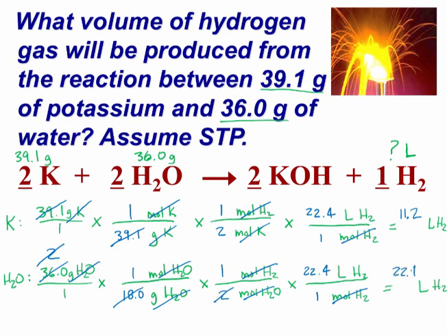And I have two answers. Which is the correct answer? The smaller answer, 11.2 liters. So the limiting reactant is potassium, and the excess reactant is water. That's how you solve a limiting reactant problem.